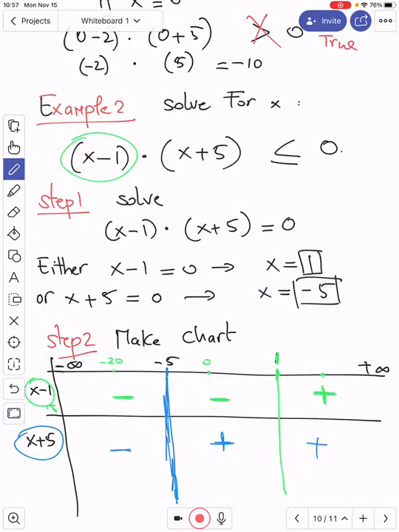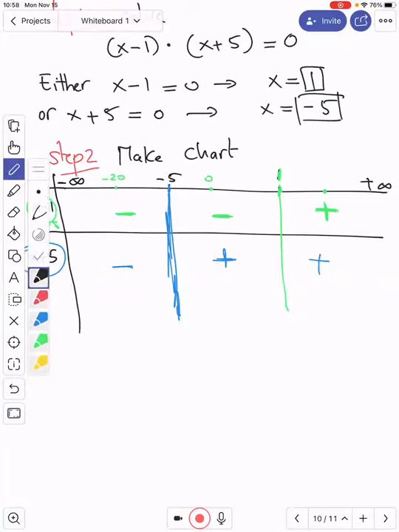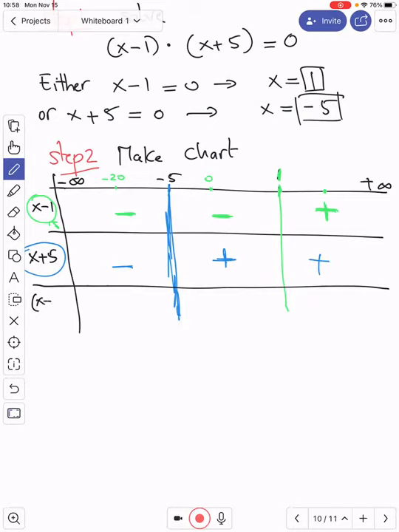Okay. And then I can just multiply, because that's what I need to solve. I need to multiply x minus 1 by x plus 5. All I have to do is multiply the signs. I don't have to multiply numbers. So in the first column, negative times negative is positive. Second column, negative times positive is negative. Third column, everything is positive, so when you multiply, that would be positive.